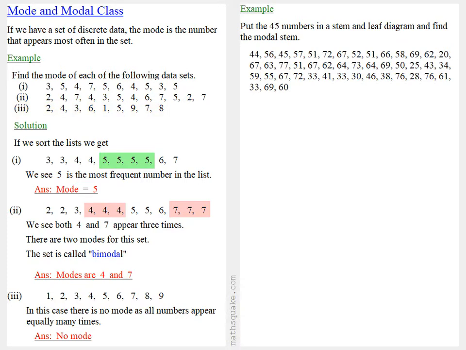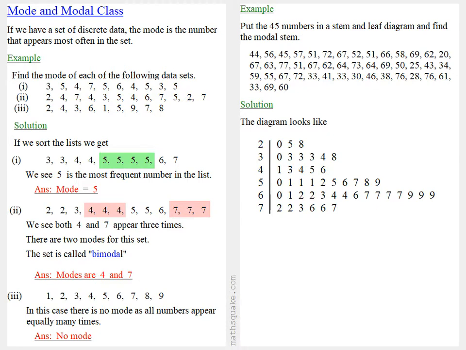Now in the next example, put 45 numbers in a stem and leaf diagram and find the modal stem. Well, to solve this, we notice that the lowest numbers are in the 20s and the highest numbers are in the 70s. So we can create a diagram going with stems from 2 to 7. Then we can fill in the leaves, and we can instantly see that stem 6 has the modal group. It is the longest set of leaves.